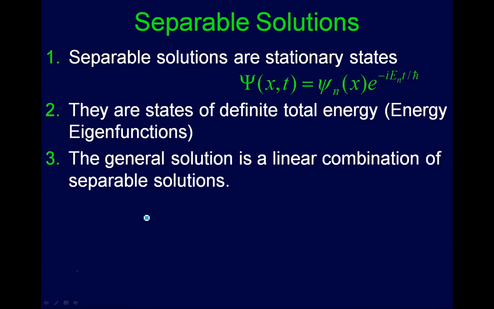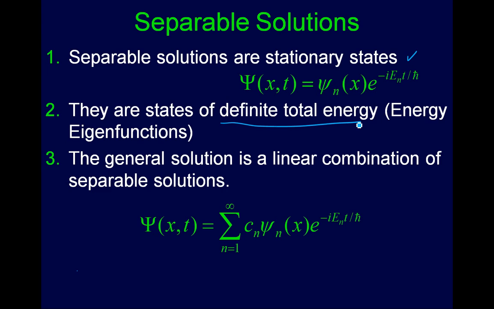So just to quickly summarize, these solutions are stationary states. If you're in them, nothing changes. They're also states of definite total energy. And finally, another really important fact is that the general solution to our time-dependent Schrodinger equation will work out to be a linear combination of these separable solutions.